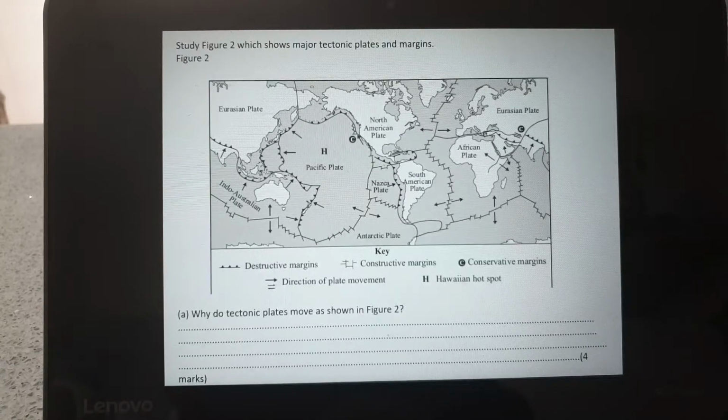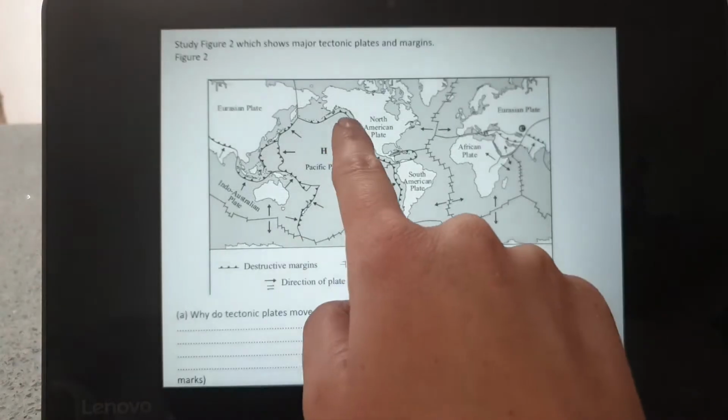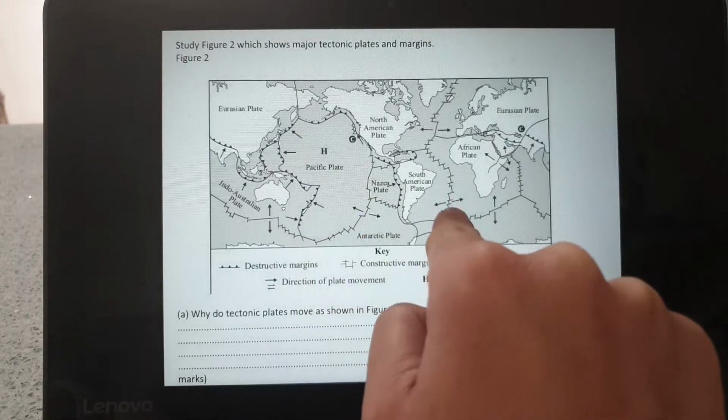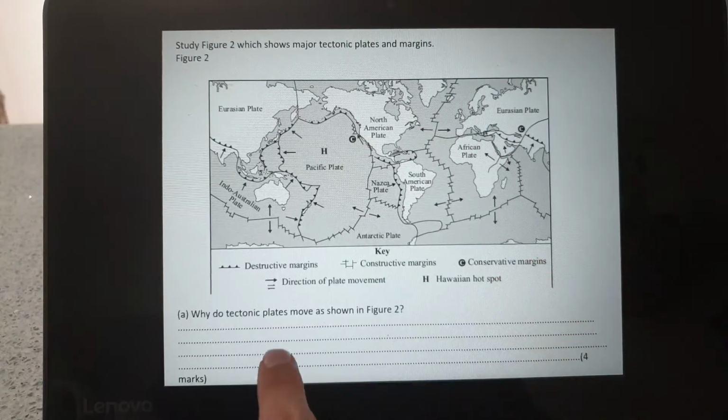And then I'd probably say something about different types of margins. So you can either get destructive margins as seen around most of the Pacific plate, or you can get constructive margins as seen through most of the Atlantic Ocean, for example. The other thing you could reference here would be slab push and slab pull, because they're the other 2 theoretical ideas as to why plates move, as well as convection currents. So again, you could mention those in there.